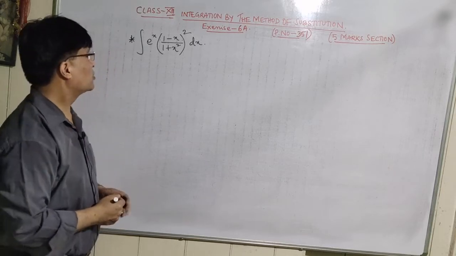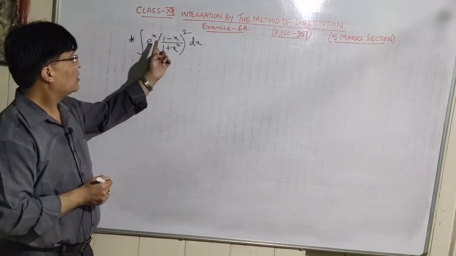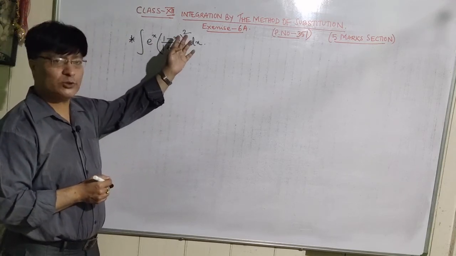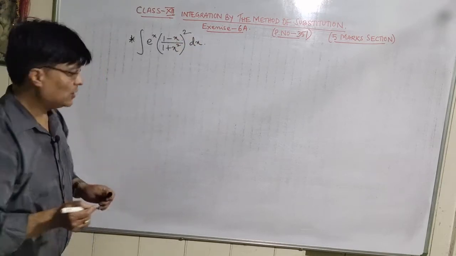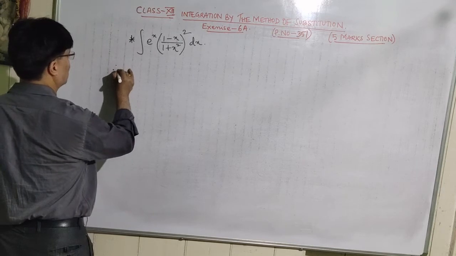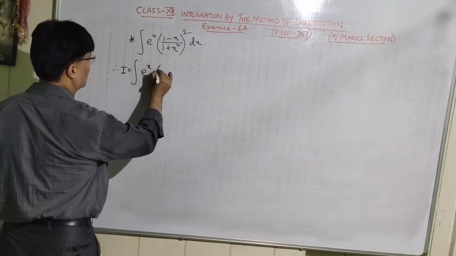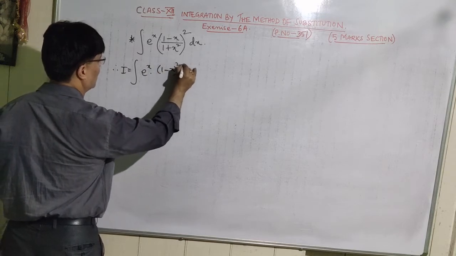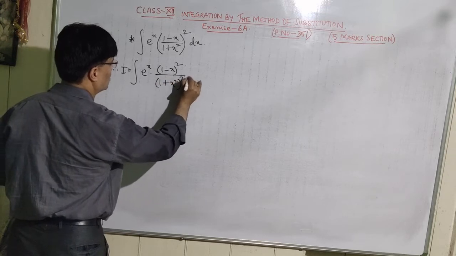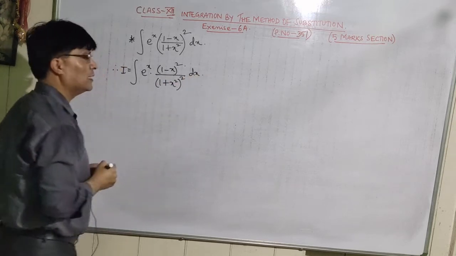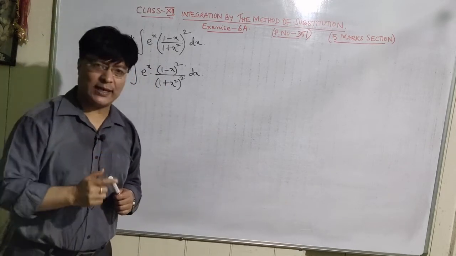Okay, so now let us first simplify within the whole square. So 1 minus x upon 1 plus x square, whole square, that is, this power 2 is for both numerator as well as denominator. So let us first write I is equal to the integration of e to the power x, 1 minus x whole square divided by 1 plus x square whole square, dx. That is, this square is for both numerator as well as denominator.